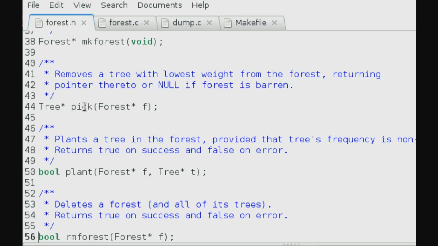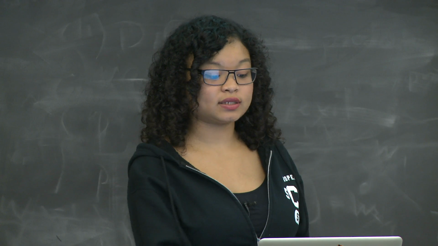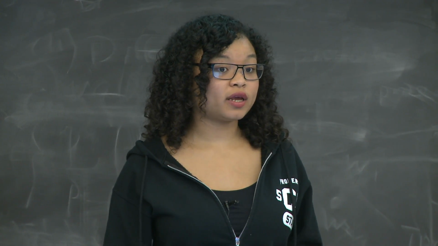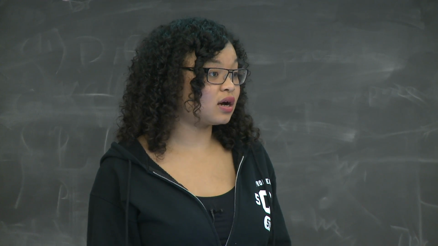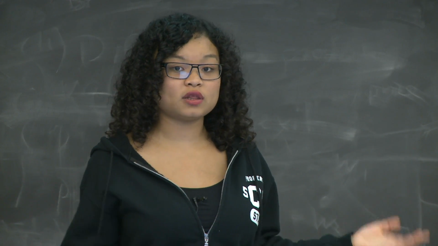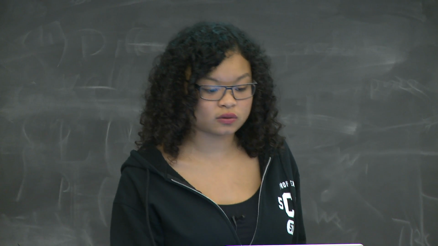Then you have plant. Provided that you pass in a pointer to a tree that has a non-zero frequency, what plant will do is take the forest, take the tree, and plant that tree inside of the forest. Then here we have remove forest. Similar to remove tree, which freed all of our trees for us, remove forest will free everything contained in that forest. So if we look into forest.c, we'll expect to see at least one remove tree command in there, right? Because to free memory in the forest, if a forest has trees in it, then eventually you're going to have to remove those trees too.